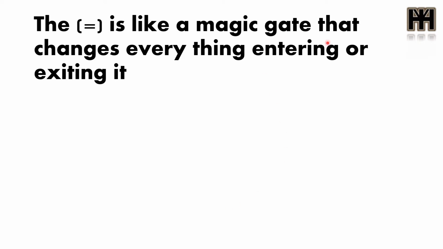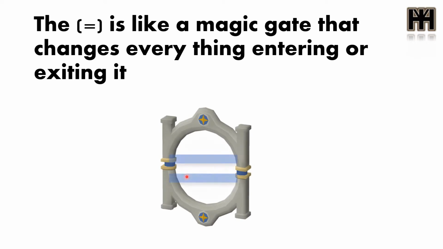The equal sign is like a magic gate that changes everything entering or exiting it. If we have a positive 1, or anything added to 1, and you want to send the 1 to the other side, it will flip. It will be -1, or any number, not just 1, any other number. If it passes through our magic gate, it will turn its sign.